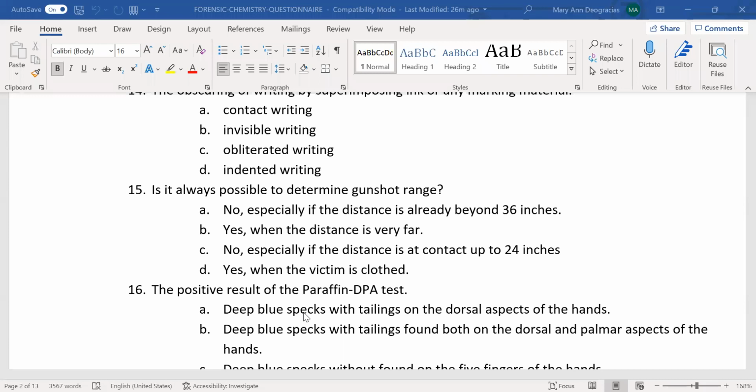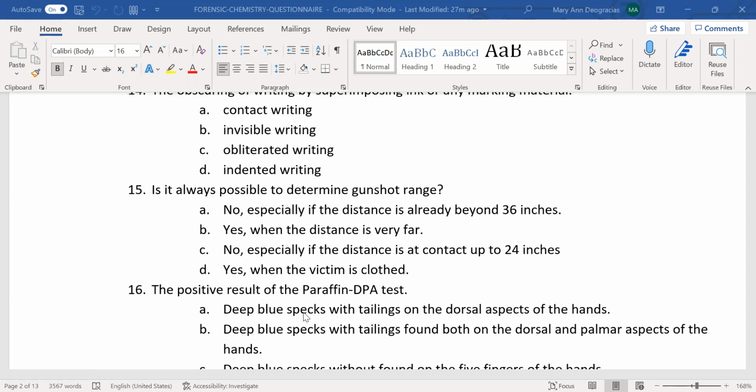Kasi wala na tayong makitang characteristic patterns, guys, pagka beyond 36 na tayo. So it is not always possible. Pero pagka ang tanong is it possible to determine gunshot range? Of course, the answer is yes. Through the characteristic patterns. Yung always dyan ang nakakalito eh. Is it always possible to determine gunshot range? A, ang sagot natin, no, especially if the distance is already beyond 36 inches.